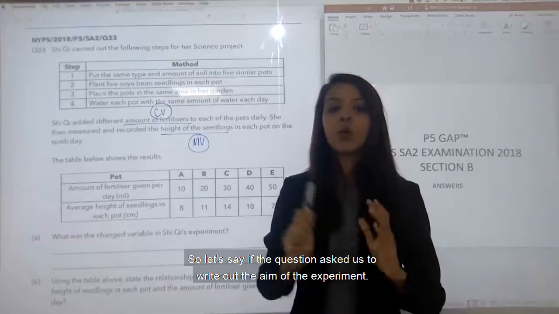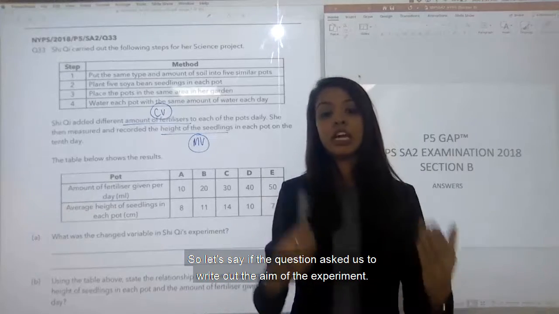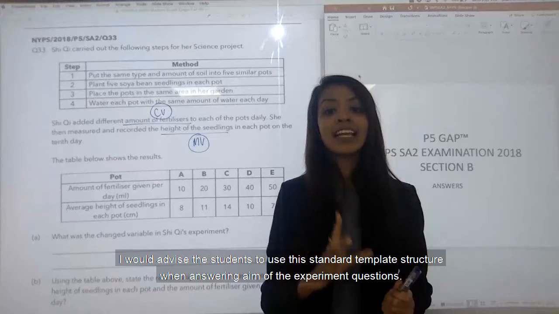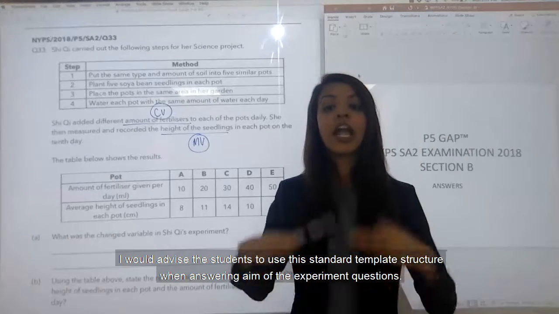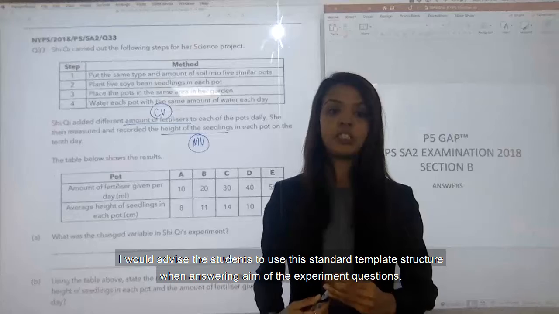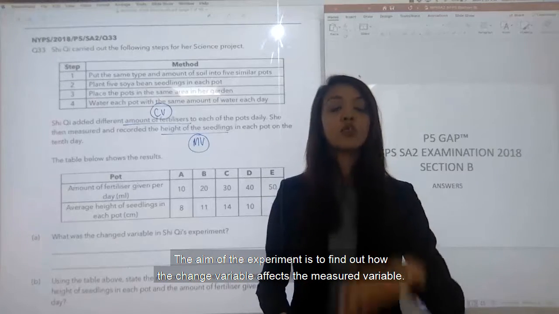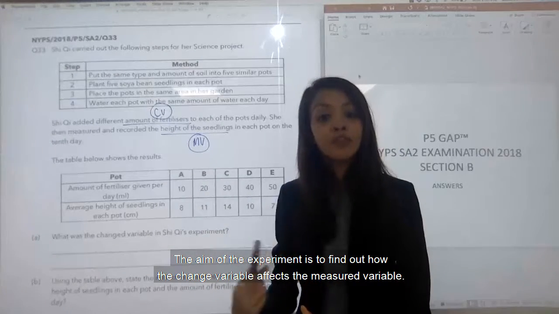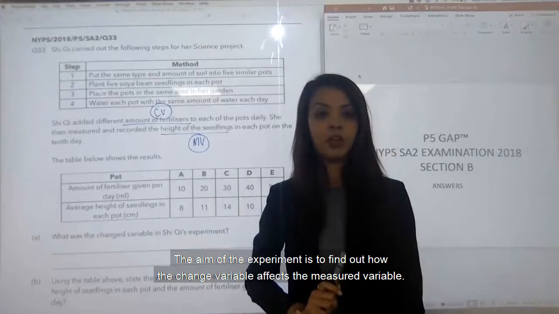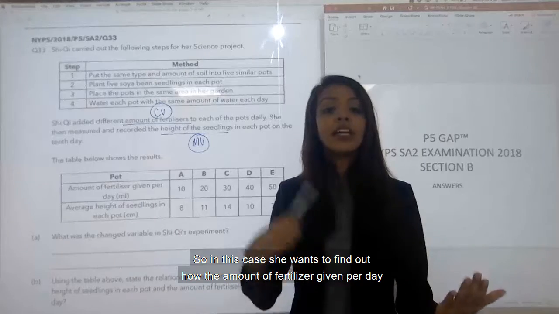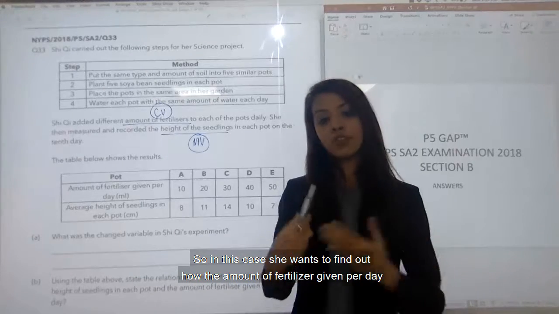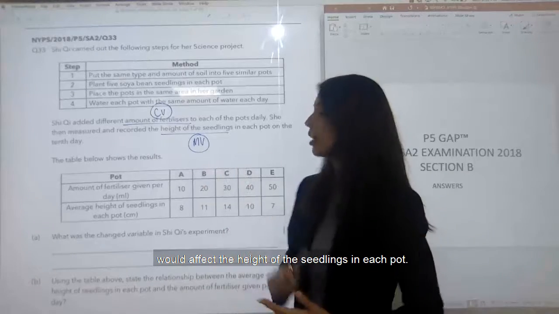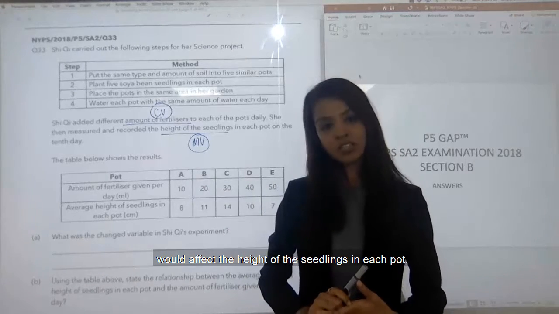So let's say if the question asked us to write out the aim of the experiment, I would advise my students to use this standard template structure when answering aim of the experiment questions. The aim of the experiment is to find out how the changed variable affects the measured variable. So in this case, she wants to find out how the amount of fertilizer given per day would affect the height of the seedlings in each pot.